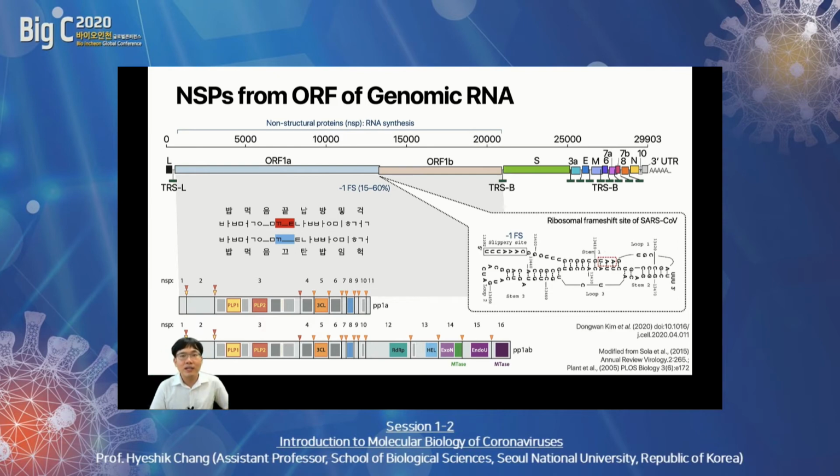Why does this happen? Let's explain. RNA is like a necklace whose components are connected with magnets in between.